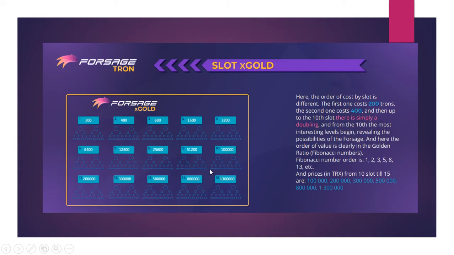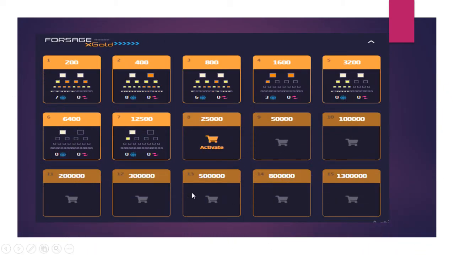As you can see, this is a live dashboard of the Forsage xgold. You can see that we have 15 slots, just like we have in X3 and X4. We have 1, 200, 400, 800, 1000, 600, 3200, then 6400, 12,500, 25,000, 50,000, 100,000. Then here we have the Fibonacci numbers, 200,000 to 1,300,000. So you are free to unlock as many of these as possible.